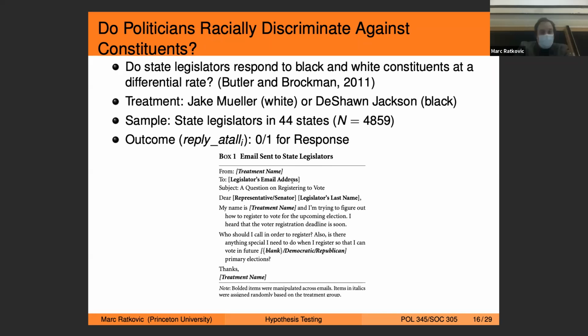From the treatment name, which is either Sean, to the legislator's email address. Dear Representative or legislator's name. My name is treatment name. And I'm trying to learn how to register for the upcoming election. I heard the voter deadline is soon. Should I call in or register? So is there anything I need to do to register so that I can vote in your district's Democratic or Republican elections? That's the treatment. Questions on the study? It's pretty clean, right?